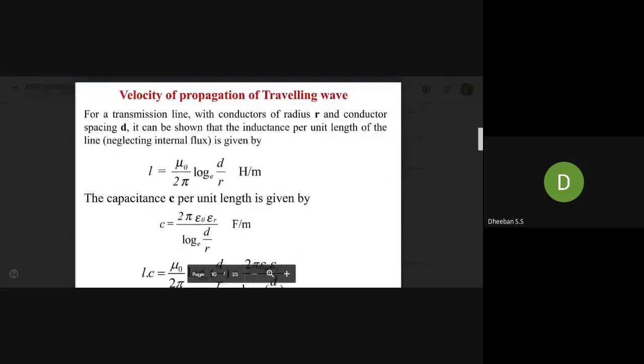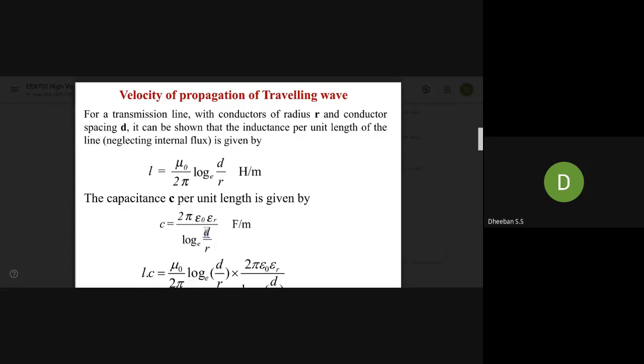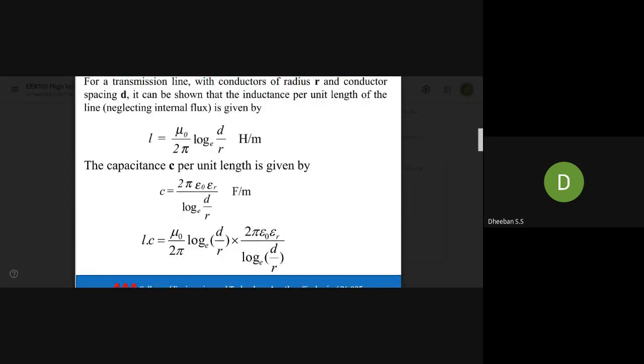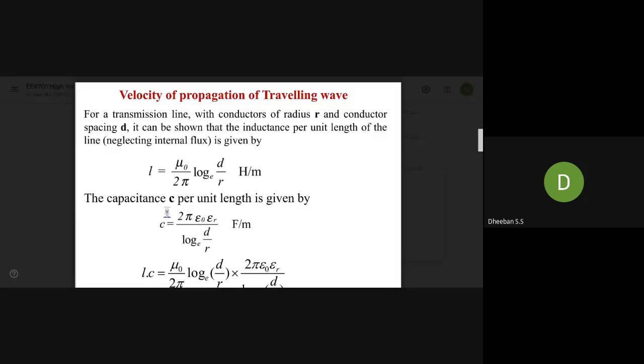So next, the velocity of the wave they have given, the velocity of the propagation wave. This L represents your inductance, and this C represents your capacitance in the transmission line. Next, they will be multiplying these two, capacitance as well as inductance, to find the velocity of the traveling wave.